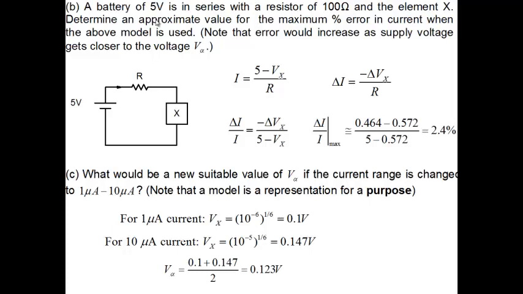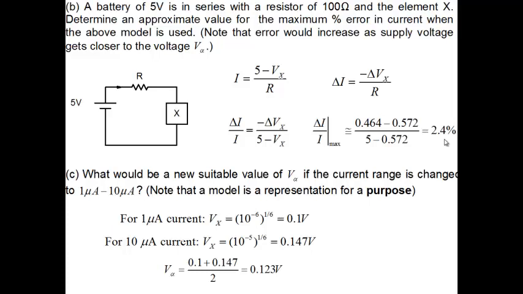So what we are asking is, with a 5 volt battery attached to a resistor R of 100 ohms and with an element X, I'm approximating this element X now by that simple 0.572 voltage source, and we are asking how much is the error involved in using the approximate value. So we just simply write I equal to (5 minus Vx) by R, delta I is minus here, delta I by I, and so on and so forth, and delta I by I maximum is 2.4% error.